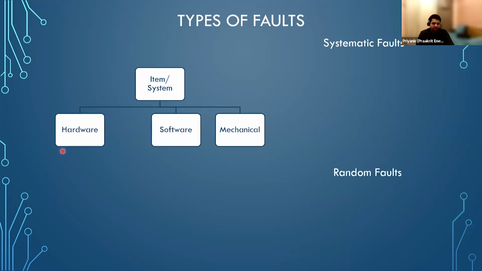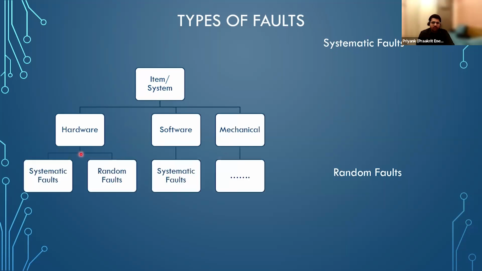Three categories are considered here: hardware, software, and mechanical. So a system usually makes up of three entities, two of which fall in the zone of ISO 26262. Mechanical is outside the scope of ISO. Hardware is susceptible to systematic faults and random faults. Software is susceptible to systematic faults.